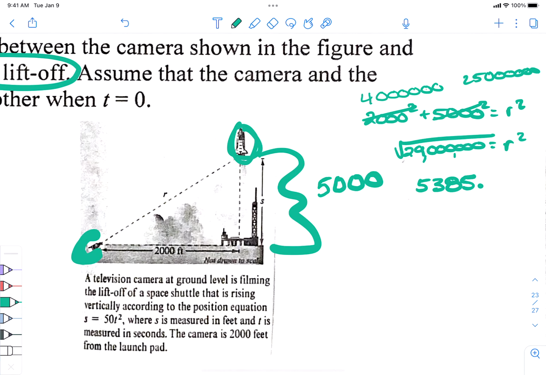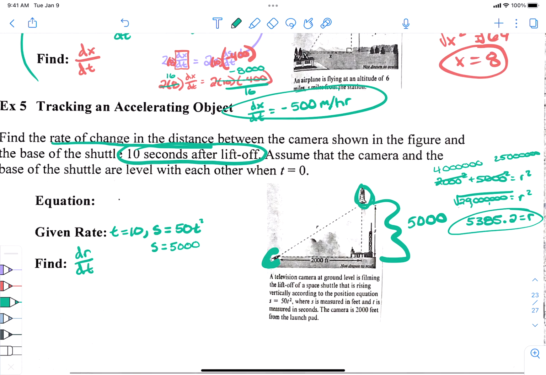5,385. Just do 1 decimal. 0.2 equals r. That's what r is. Okay? 5,385.2. So that's what we know r is. 5385.2, whatever that is. Okay? We have no equation yet.